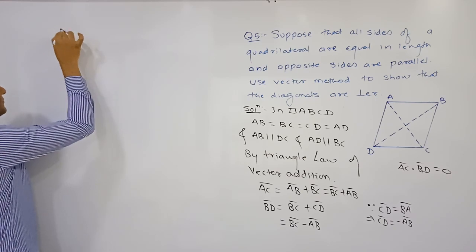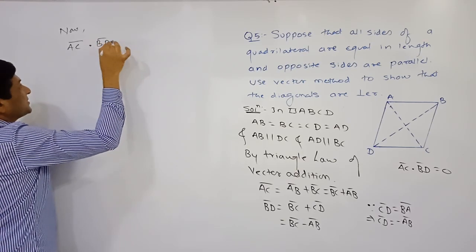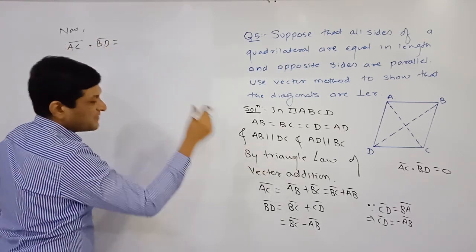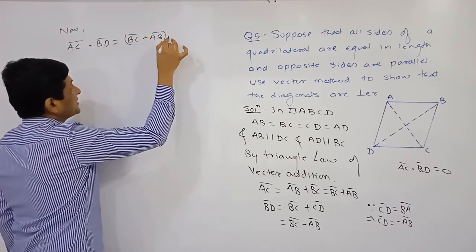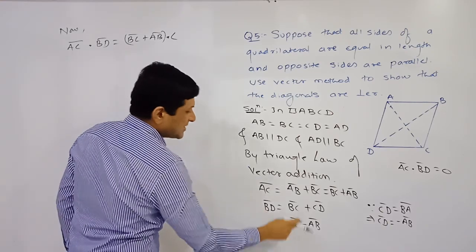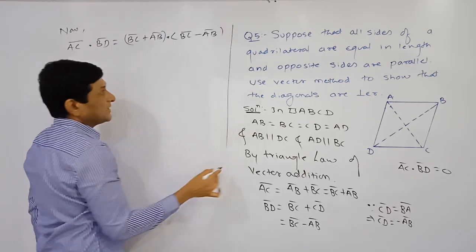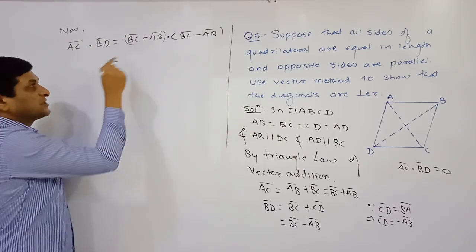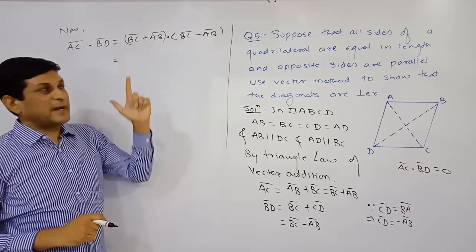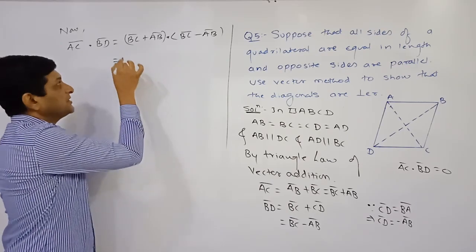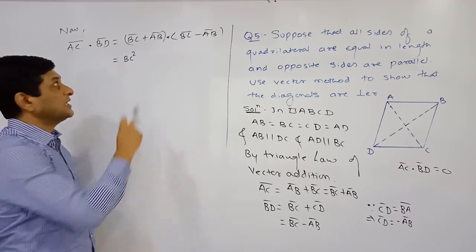So now we are finding the dot product of AC bar and BD bar. Replace AC bar by its value, BC bar plus AB bar, dot, keep it as it is, and the value of BD bar is BC bar minus AB bar. Now we are taking the dot product of these two brackets. First take the dot product of BC bar with both the terms in this bracket. BC bar dot BC bar is equal to the square of BC, because the dot product of the same vector is equal to the square of its magnitude. Second term will be what?